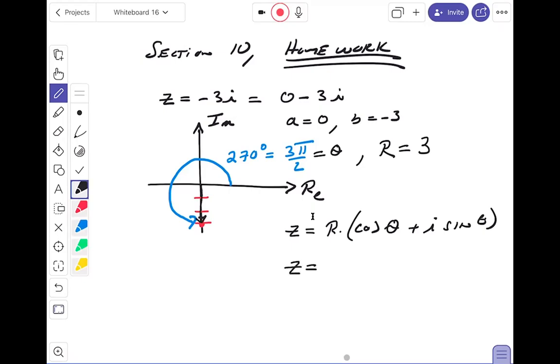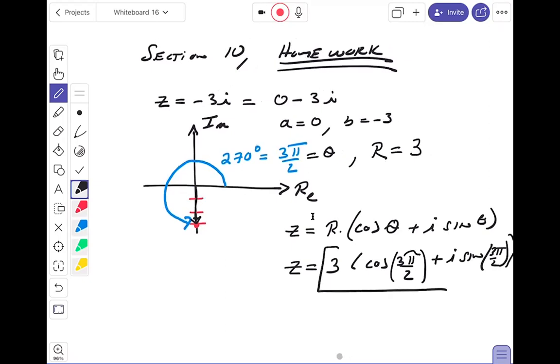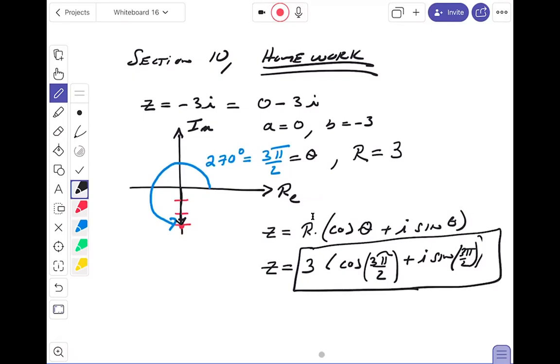z equals 3 cosine, I'm going to use the radian, which is 3 pi over 2, plus i sine 3 pi over 2. Move over a little tiny bit. All right, let's get my little red pen out and grade it. And what do I see over here? I'm seeing 3 times the quantity cosine 3 pi over 2 plus i sine 3 pi over 2. Looks good. Easy question. Again, this was problem number 1 in the homework.